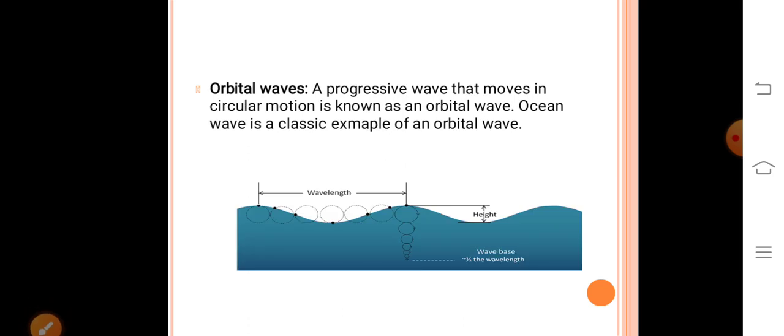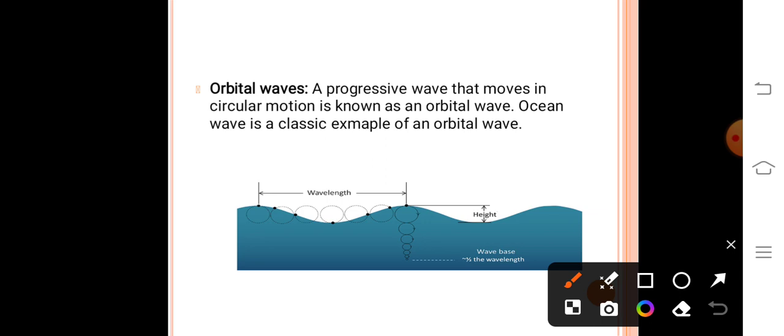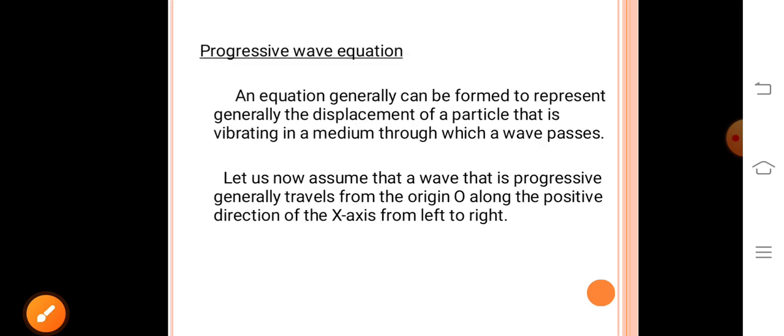Another wave is the orbital waves. A progressive wave that moves in circular motion is known as the orbital waves. Ocean wave is a classical example of the orbital waves.